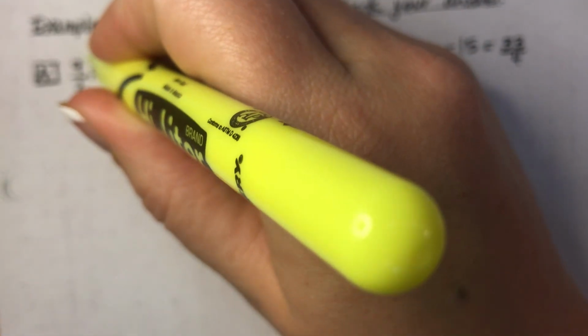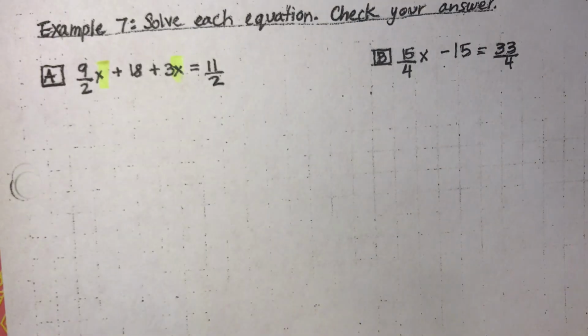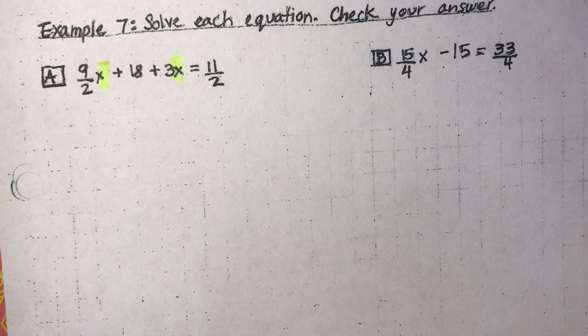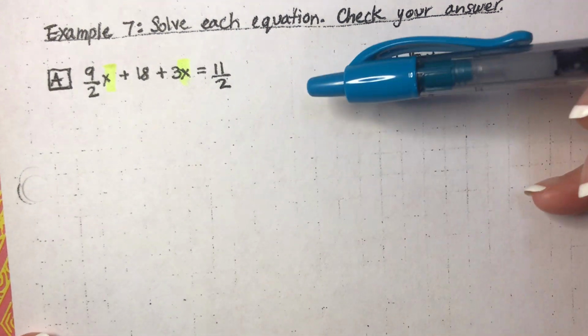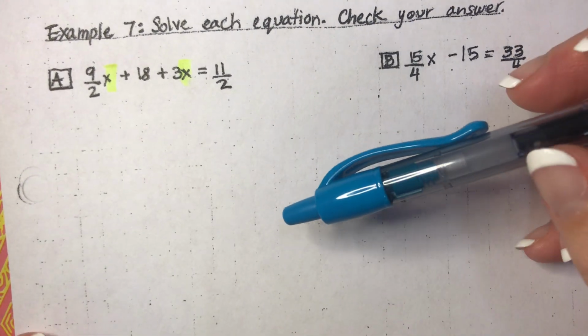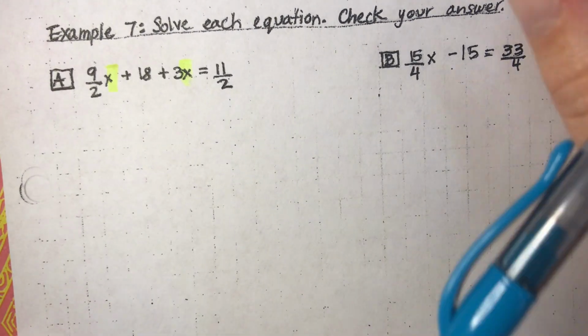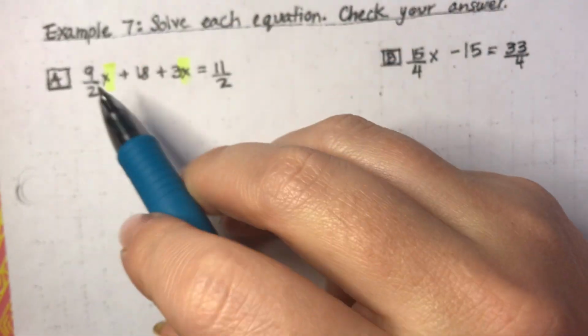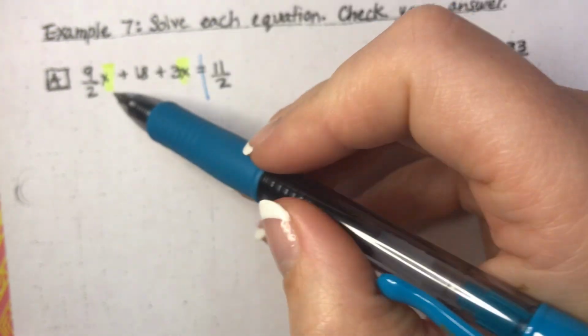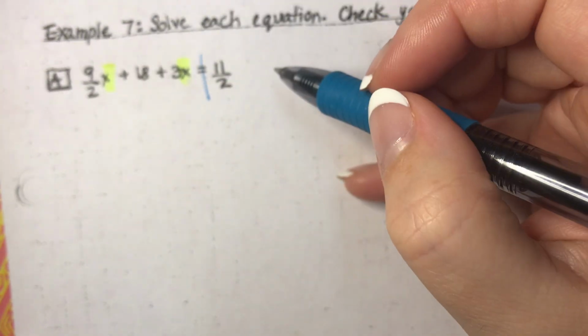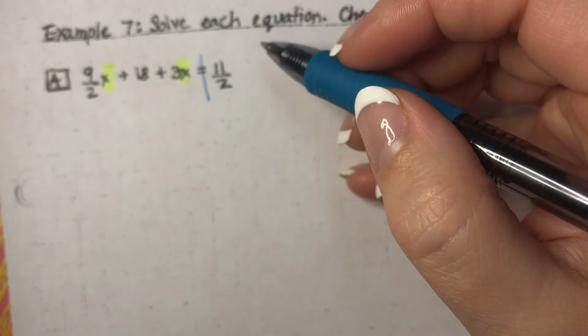So again, we're trying to isolate our variable x here. There's some fractions. We did it two different ways before, keeping the fractions and getting rid of the fractions. But for this one, we'll just keep the fractions. So right here, on this side of the equation, we need to combine like terms. So we need to combine these x's here.